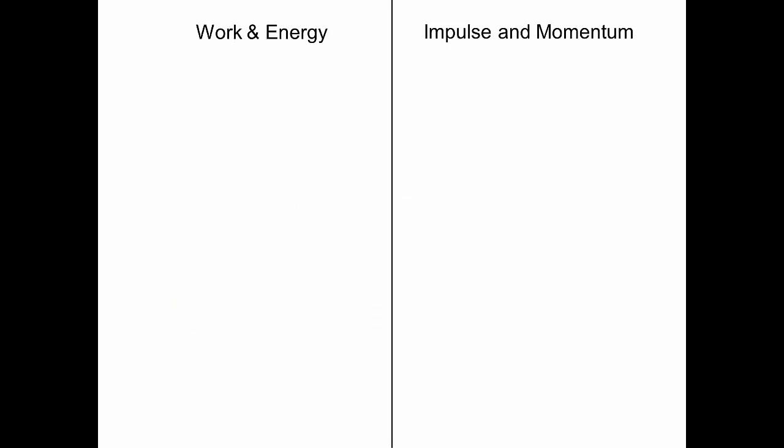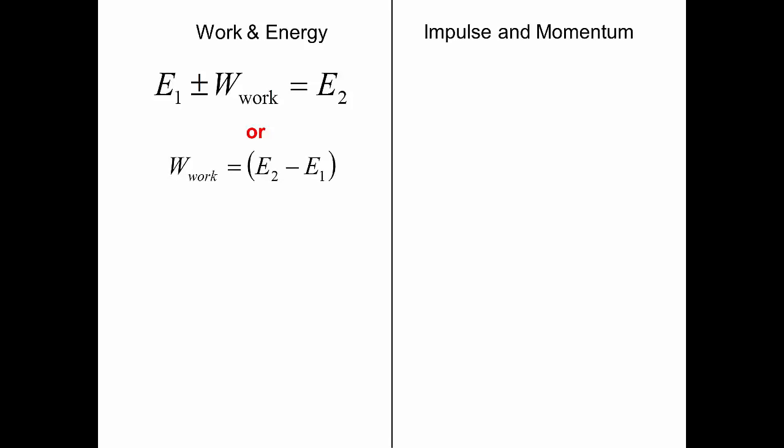Now let's compare work and energy versus impulse and momentum. When we were dealing with work and energy, we said that our initial energy, plus or minus the work, equals our final energy. Or, work is equal to our final energy minus our initial energy, which can be stated as work causes a change in energy.